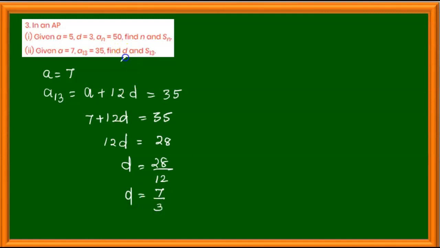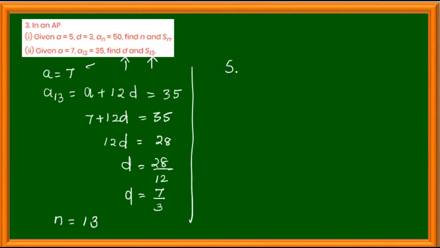So we were asked to calculate d. We already got that one. Next one is S13. How can we calculate S13? First of all we should calculate n, right? So d we got, a is given, and 13 is given here. So n is equal to 13, right? n is equal to 13.